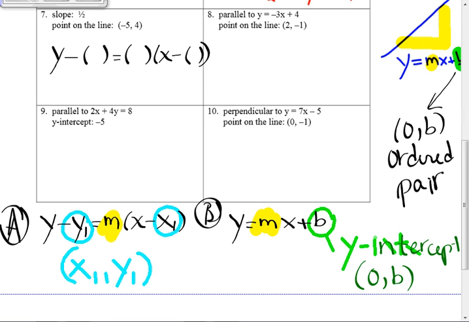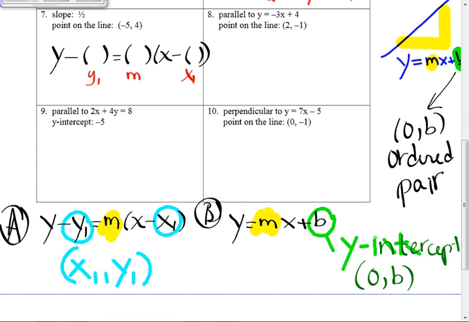Now, the slope is the yellow. Do I have a yellow pen? I thought I did. Guess we're not going to use the yellow pen. How about red? This is the slope right here. This is the y1. This is the x1. All you have to do is plug the values in.